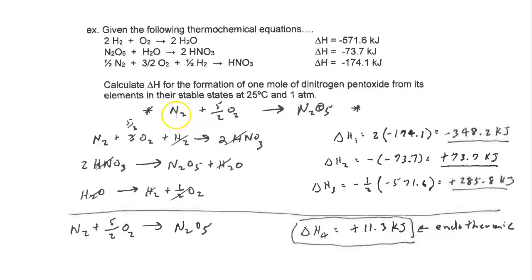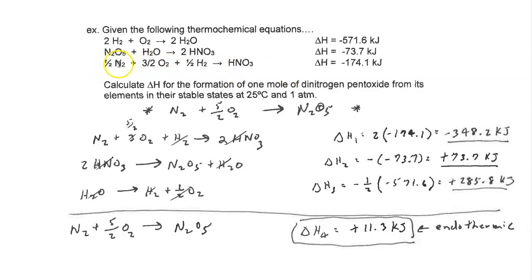What side do I want it on? I want it on the left-hand side. What side is it on here? Well, it's on the left-hand side, so that's a good thing. Okay, how many moles do I need? I need 1. How many moles do I have? I only have a half. So how am I going to fix that? Well, I'm going to multiply this entire equation by 2. And that would give me 1 mole of N2. I have to do the whole thing. Can't just do the nitrogen.